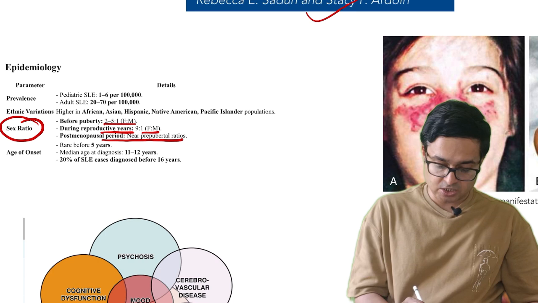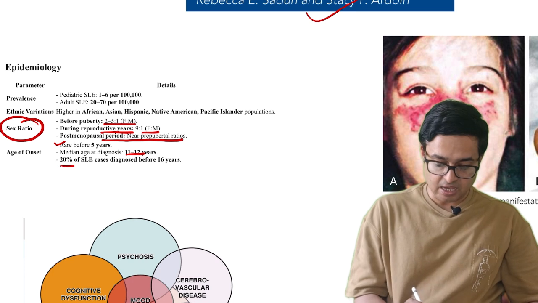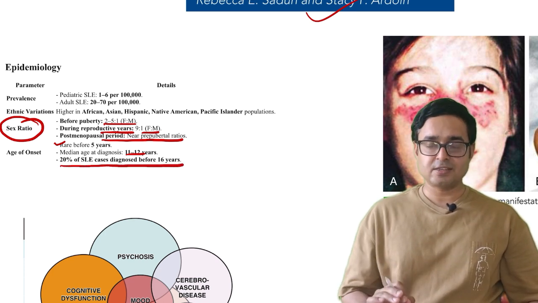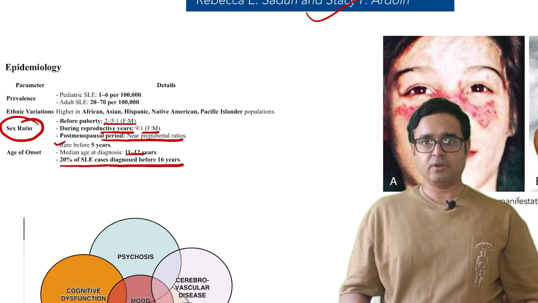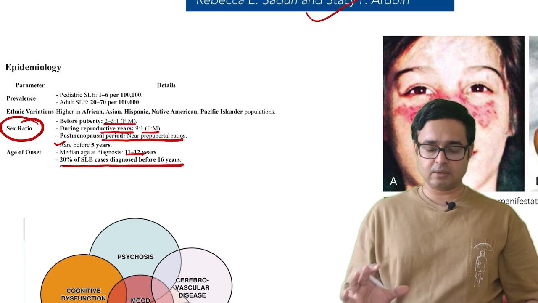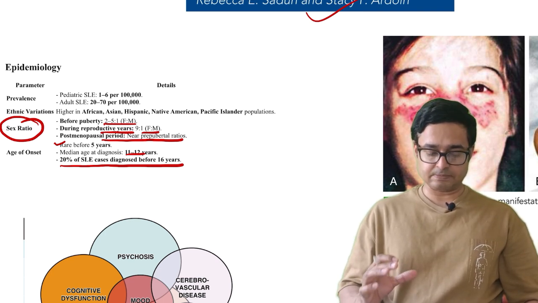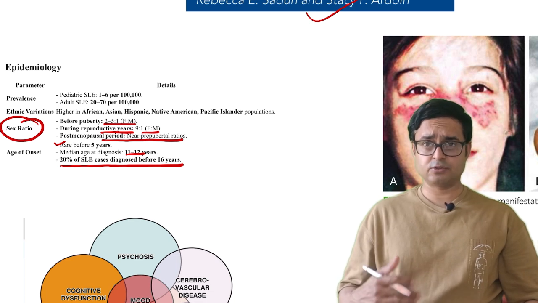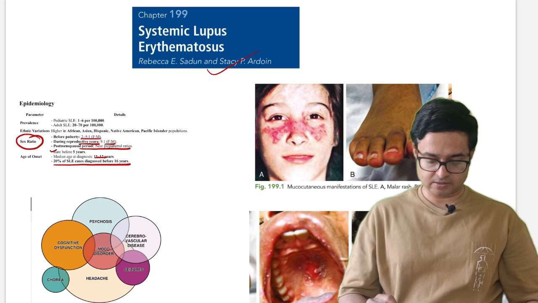Okay, age: it is rare before 5 years. The median age of diagnosis of SLE is 11 to 12 years, and 20% of SLE cases are diagnosed before 16 years. Every point I'm discussing has been asked in multiple exams in some way or other. So just keep these important points in your mind, or just revise them, because you need to pay attention to these things.